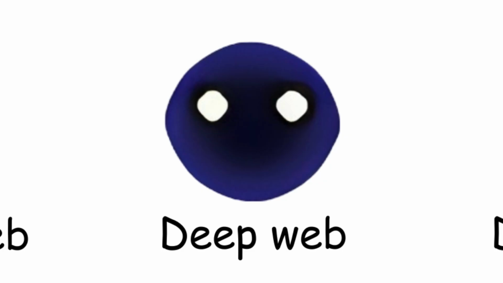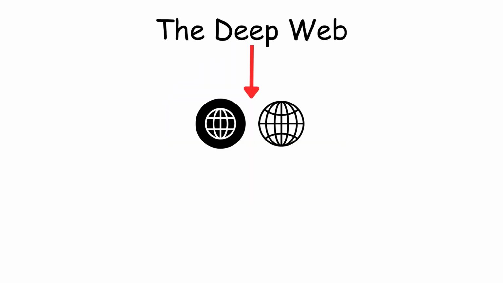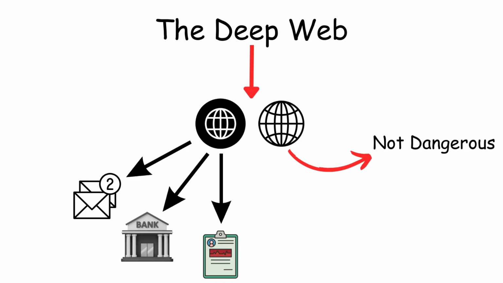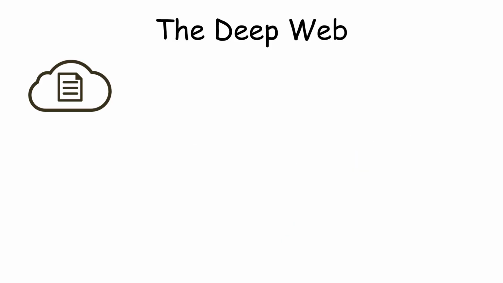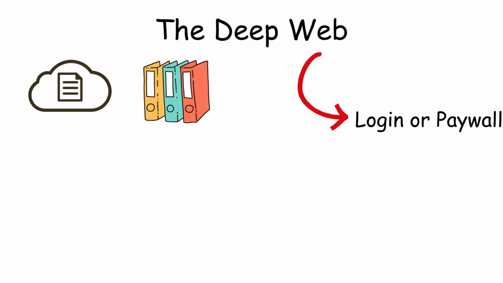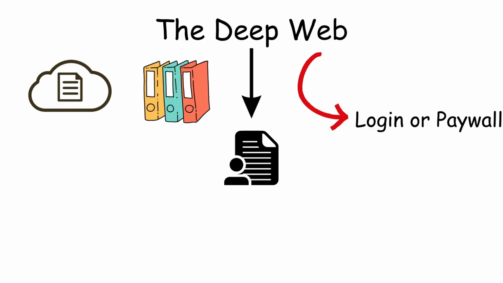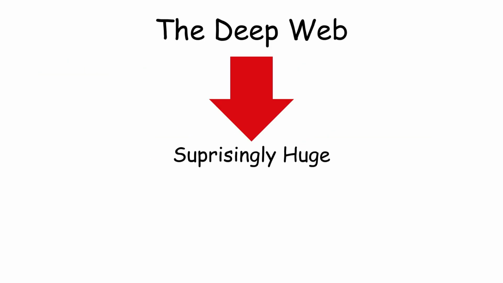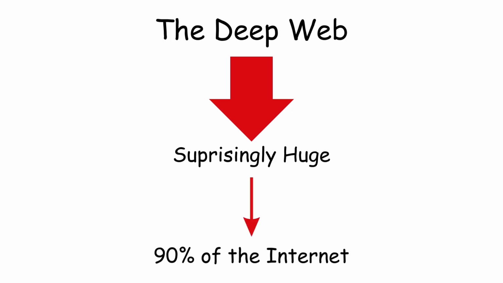Deep web. This is where most of the internet lives, but it's not dangerous. Here lies your email inbox, banking info, medical records, private databases, cloud documents, school portals, anything behind a login or paywall. It requires authorization like passwords, subscriptions, etc. It is surprisingly huge and makes up 90% or more of the internet.